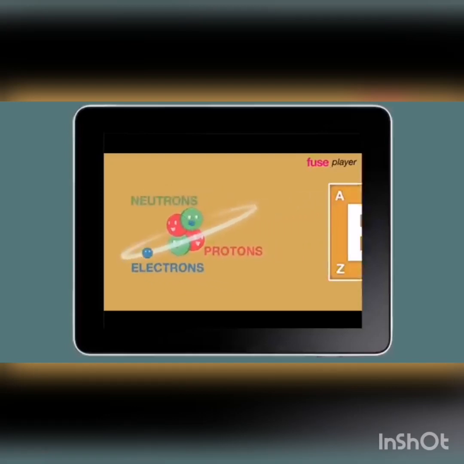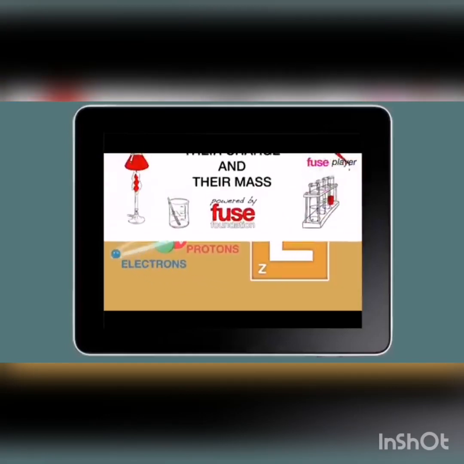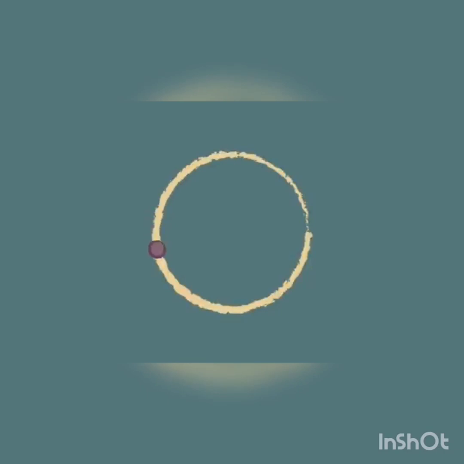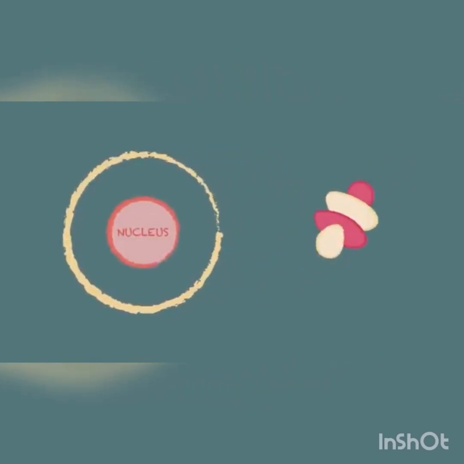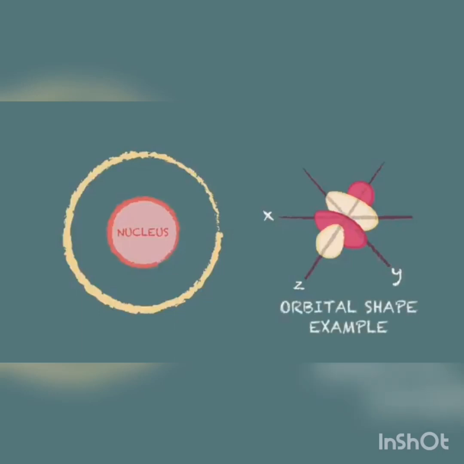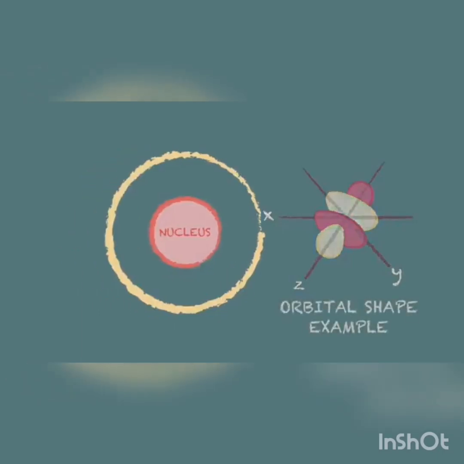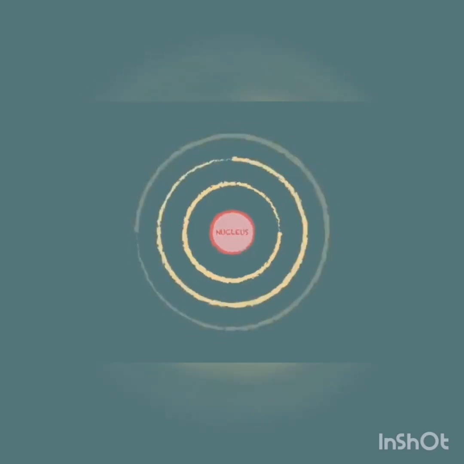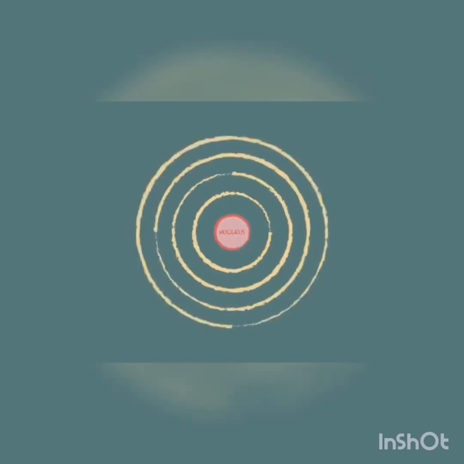Atom before going any further, and you may wish to look at the lesson Parts of an Atom, Their Charge and Their Mass first. Electrons are arranged in energy levels or shells around the nucleus of an atom. The actual orbit shapes are a bit too complicated to cover in such a short lesson, but on average, the orbital radius increases as the energy levels increase.